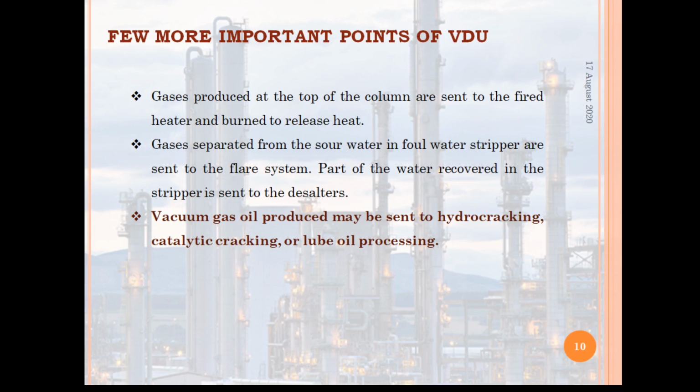So gases produced at the top of the column are sent to the fired heater and burned to release heat, and the gases separated from the sour water in the foul water stripper are sent to the flare system. Part of the water recovered in the stripper is sent to the desalters. Vacuum gas oil produced may be sent to hydrocracking, catalytic cracking, or lube oil processing sections.